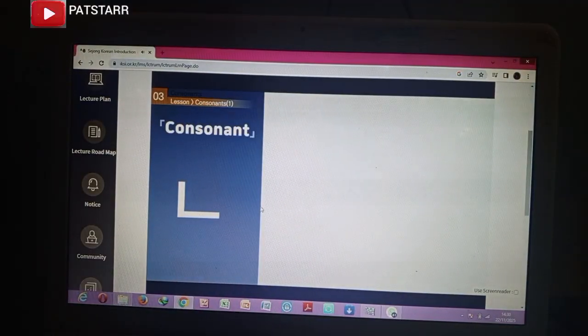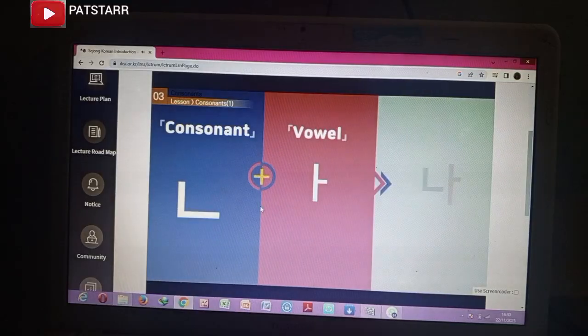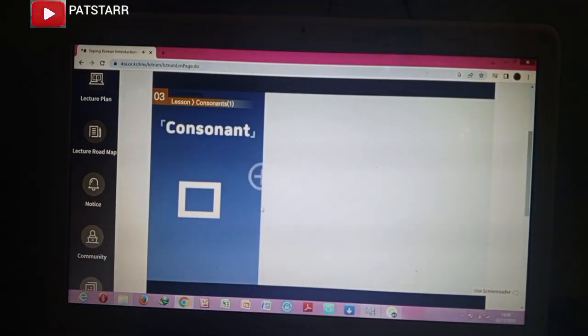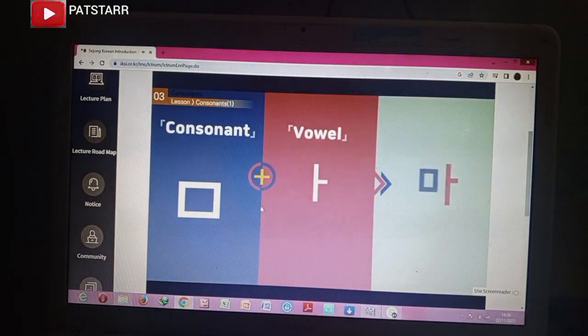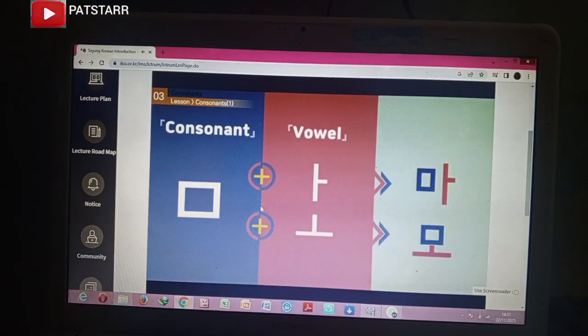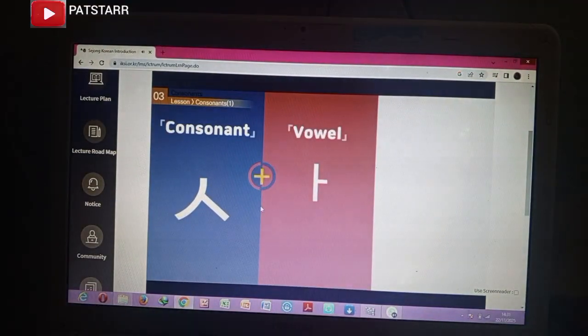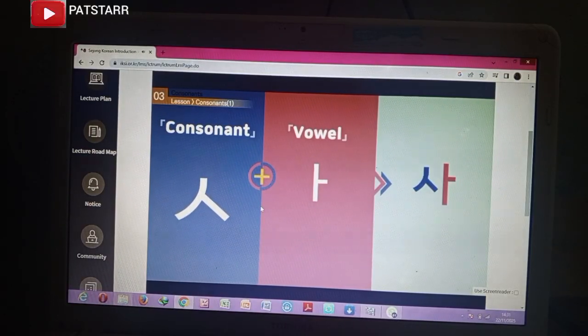Combining the consonant nian and vowel a makes na. And the consonant nian and vowel o makes no. Combining the consonant mium and vowel a makes ma. Combining the consonant mium and vowel o makes mo. Combining the consonant shiot and vowel a makes sa. Combining the consonant shiot and vowel o makes so.